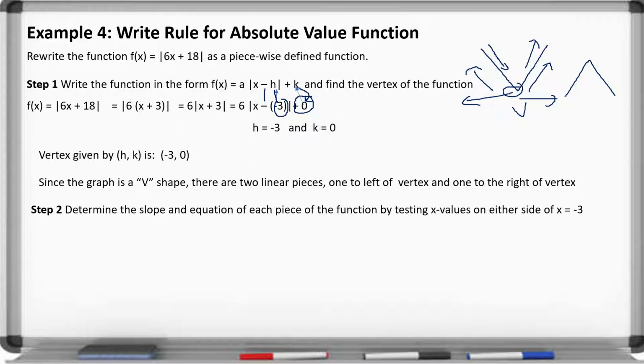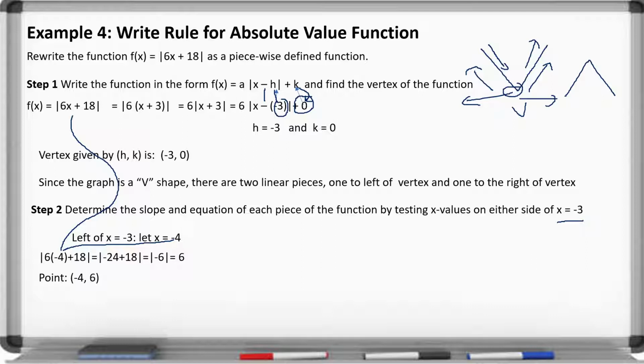So step two, we want to find the slope of each piece of the function by testing the x values on either side of the vertex, which is at x equals negative 3. So we're going to do the left of x equals negative 3 first. We're going to pick a number, so let x equals negative 4. If we plug in negative 4 into the function, when x is negative 4, we get negative 24 plus 18, which is negative 6. The absolute value of negative 6 is 6. So our coordinates are (-4, 6).